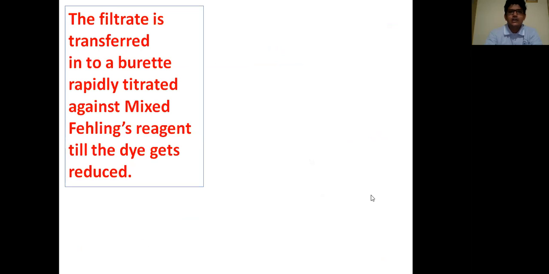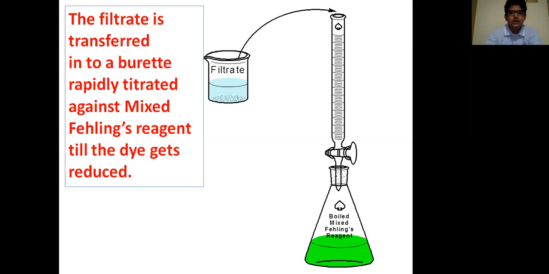The filtrate is transferred into the burette and rapidly titrated against mixed Fehling reagent till the dye gets reduced. This filtrate obtained from the previous step is transferred into the burette and titrated rapidly with the boiled mixed Fehling reagent. Here we have to use the mixed Fehling reagent and it should be in boiled form. We have already discussed why boiled form is required: the atmosphere contains oxygen, and this oxygen can reduce back the dye. That is why it should be used in boiled condition, so that the air oxygen is removed from the solution.